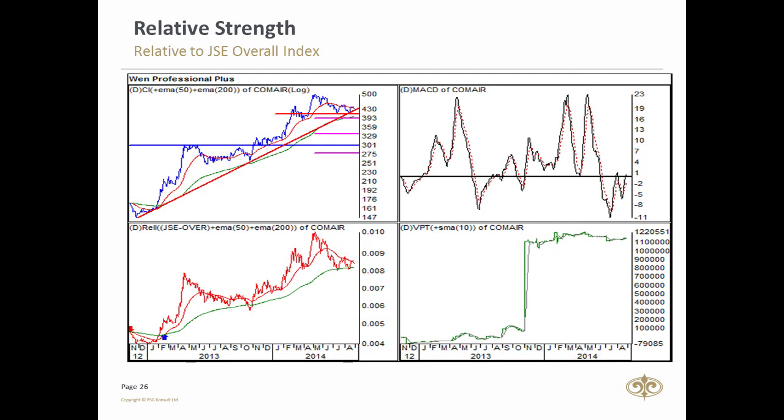It's still above the moving averages, so it's bullish long term. Relative strength, it's a bit of a sideways market, but I'm still calling it outperforming. Oversold, in the top right hand, top right is the MACD indicator. It is still in oversold territory, and the bottom right shows you what they call volume price trend.